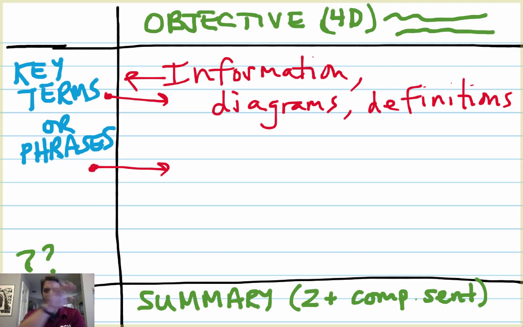So again, at the top, write out the objective, whatever you're working on. If you need help finding what that objective is, talk to your instructor. They'll be able to help you. The left-hand side is going to be the key terms or phrases, like matter or physical changes or something like that. Over to the right, right next to whatever that key term is, goes the relevant information for that key term or phrase. Include your diagrams here, your definitions, just general information that you get. And then on the very bottom, the summary of 2 or more complete sentences.